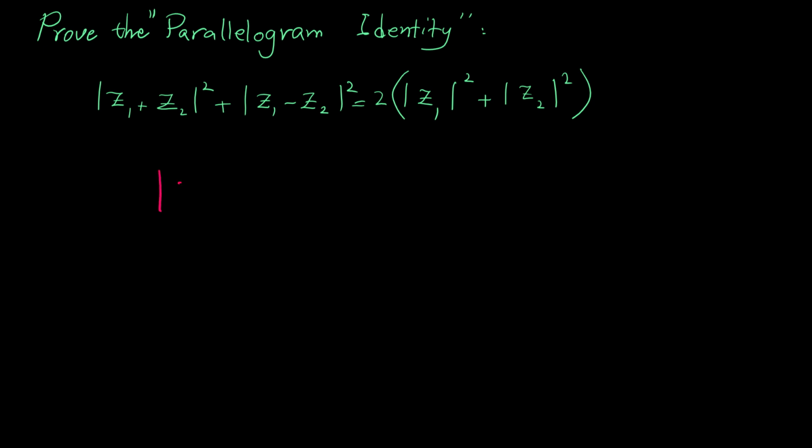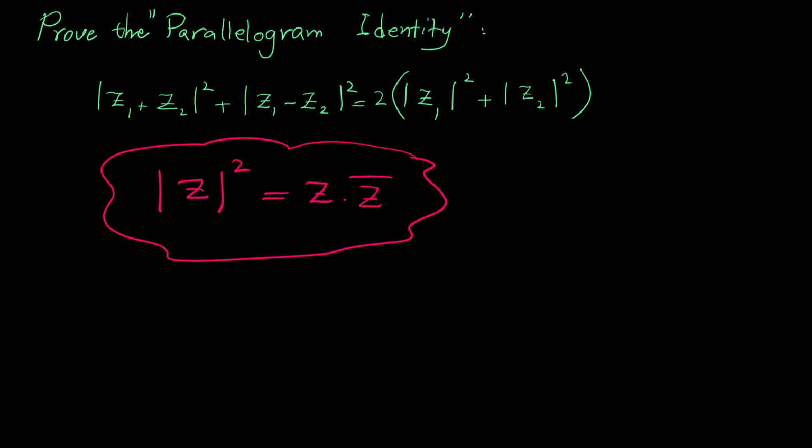Absolute of a complex number, let's say the complex number is z, to the 2 can always be written as z, the complex number, times its conjugate. Our first method for proving this identity, which is famous as the parallelogram identity, is using this relation. Absolute of z to the 2 is z times z conjugate.